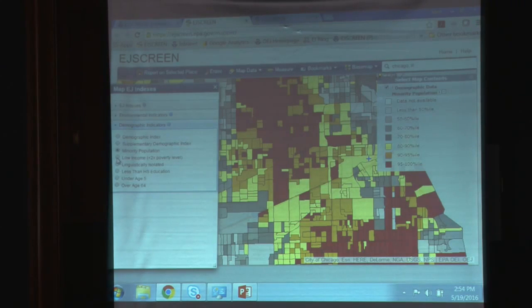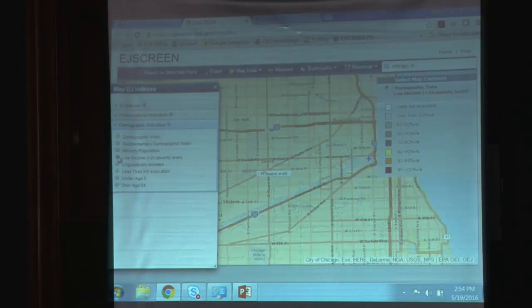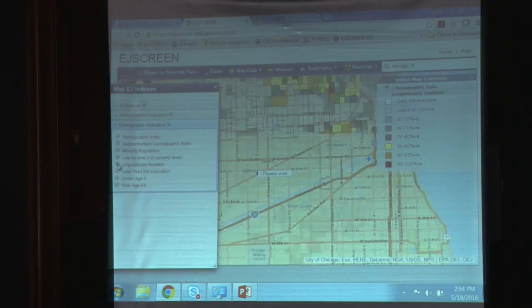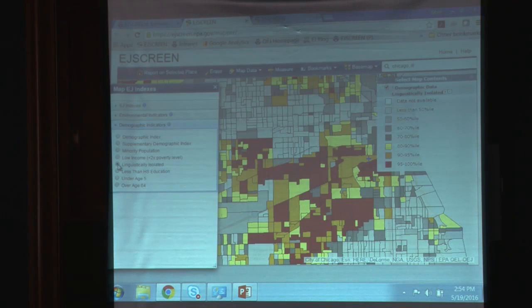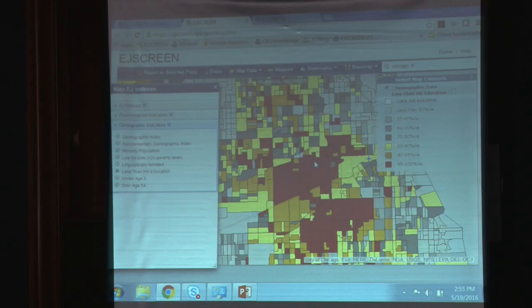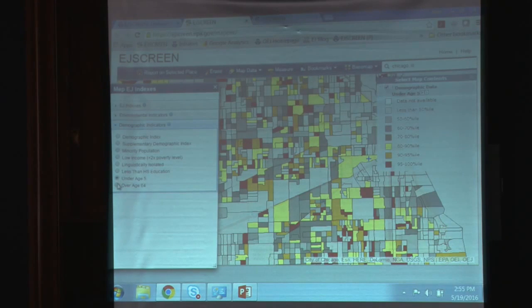So I'm going to go through these one at a time. We also have low income here. We define low income as 2 times the federal poverty threshold. We have linguistic isolation, which is defined by census as no one in the household over the age of 14 speaks English very well. And we can see there's a lot of linguistic isolation right around where the Crawford plant is. You see percent less than high school education. This is all adults over the age of 25 that don't have a high school degree or equivalent. And then we also have under age 5 and over age 64.